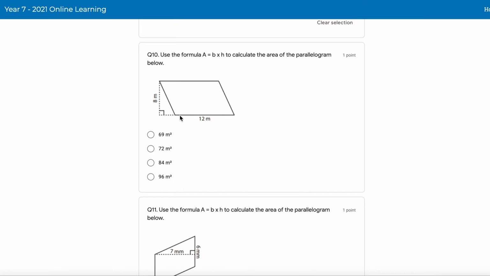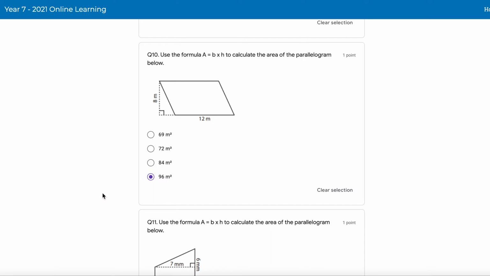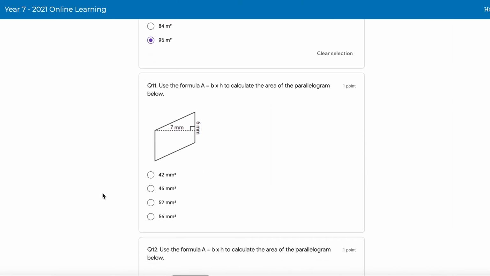Same again here. This 12 meters is just showing us the length of this base here. It's not including this dotted line. So our base is 12 meters and our perpendicular height is 8 meters because this line here is at a right angle with our base. It goes from the base up to the other side that's parallel with the base. So that makes it our perpendicular height. So 12 times 8 will give us our area in meters squared.